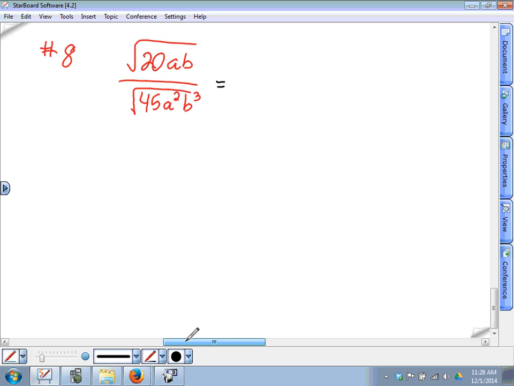So we can start this one the same way. We combine this into one big root and simplify as much as we can. 20 divided by 45 doesn't divide evenly, but at least simplify it. Simplify the fraction like you learned how to do in elementary school. Come on, you guys. 20 over 45 is 4 over 9. There we go.